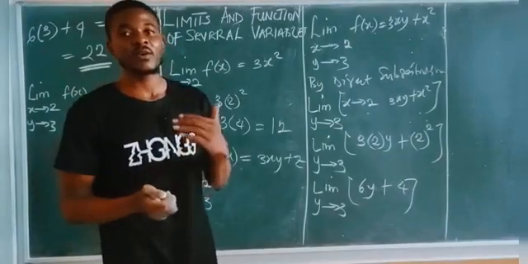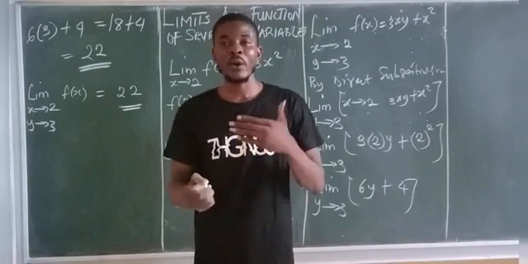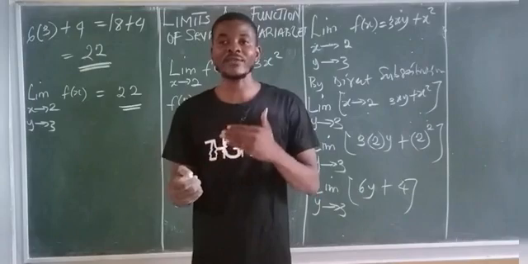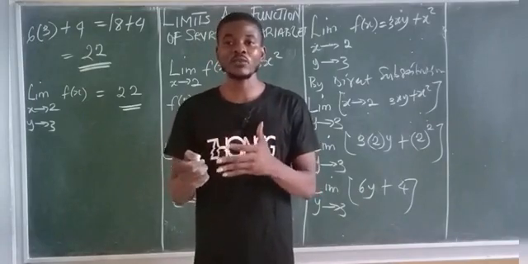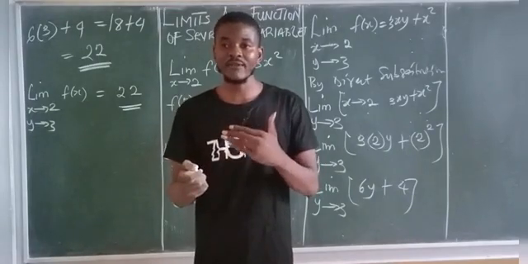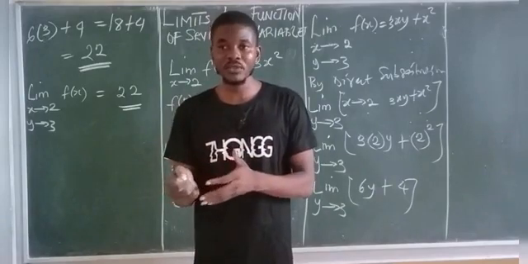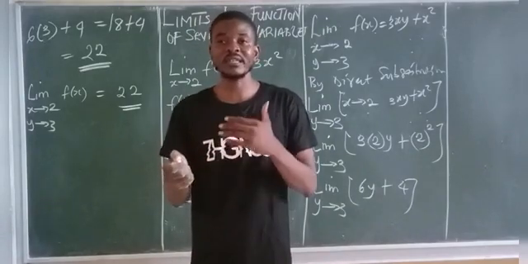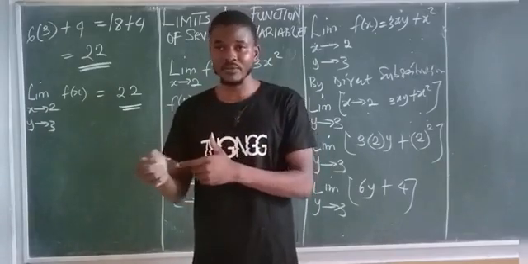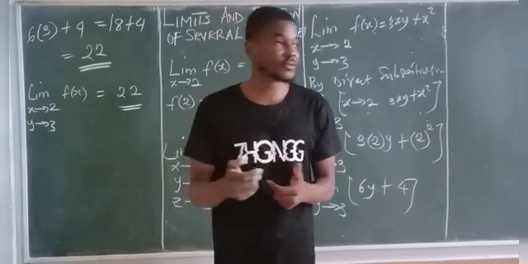So like I said, whenever a problem is given to you on limits and functions of several variables, we have to first of all try by what? Direct substitution. If we put in the value and it fails, a limit is said to fail when you have 0 over 0. That 0 divided by 0 expression is called an indeterminate expression. So if you encounter such an expression, we say the limit has failed. Then we can now try the next method. Now let me explain to you what it means for a limit to fail with an example.